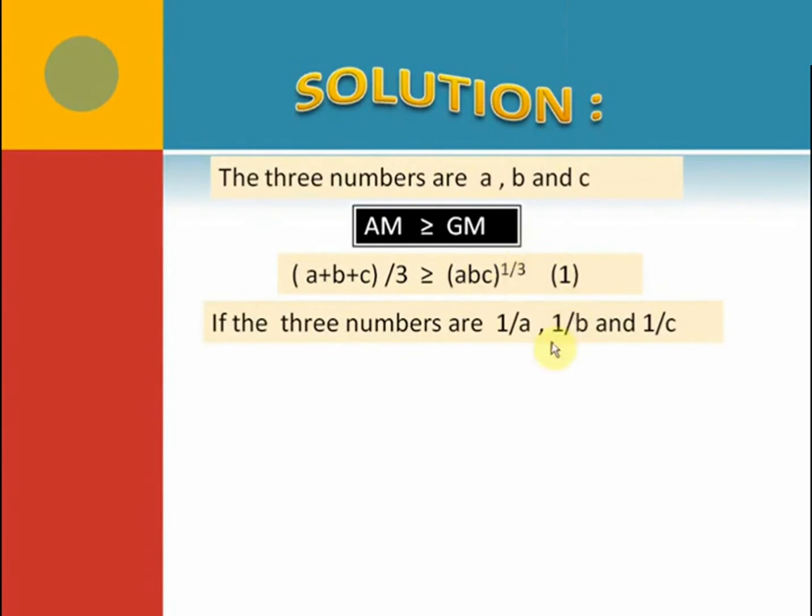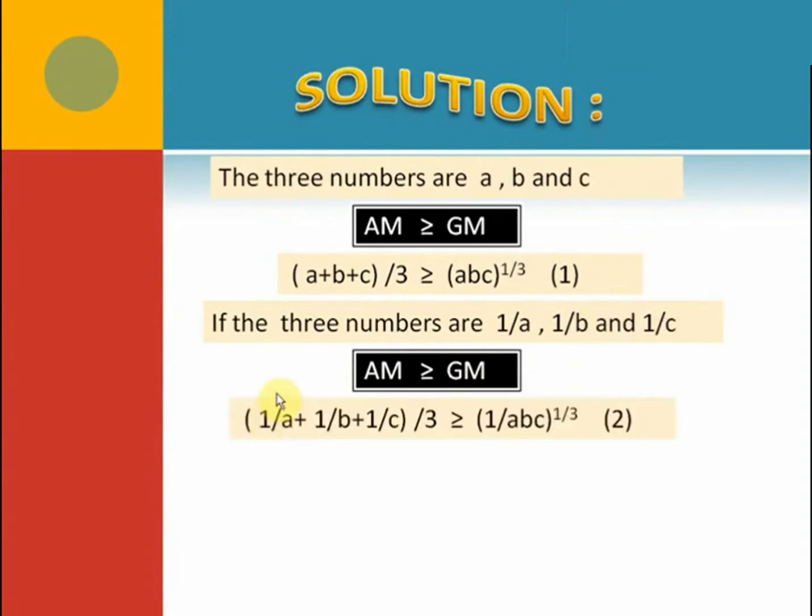Now if we take the three numbers to be 1 by a, 1 by b and 1 by c, then again AM should be greater or equal to GM. Thus we get 1 by a plus 1 by b plus 1 by c whole divided by 3 is greater or equal to 1 by abc to the power of 1 by 3. And let us say that this is inequality number 2. So this is the first inequality and this is the second one.